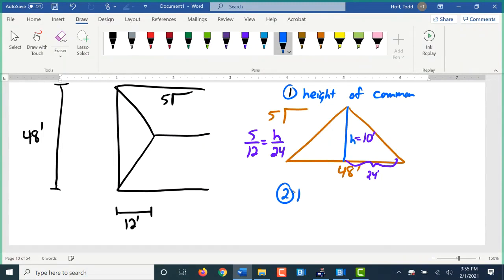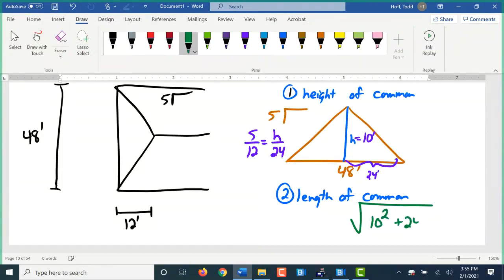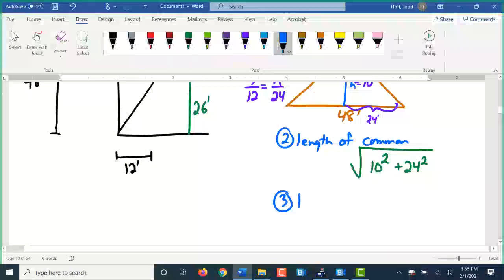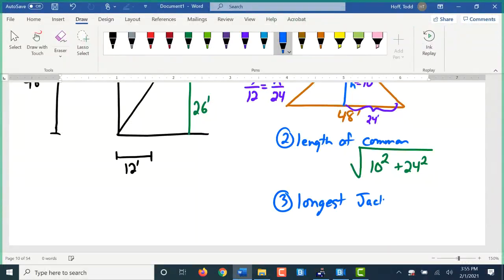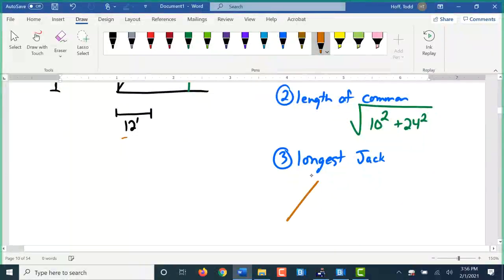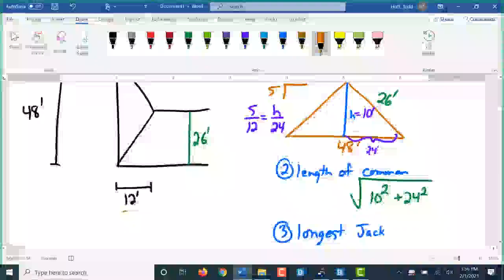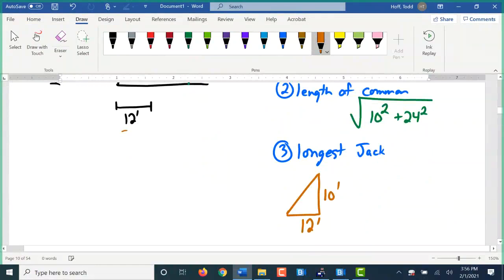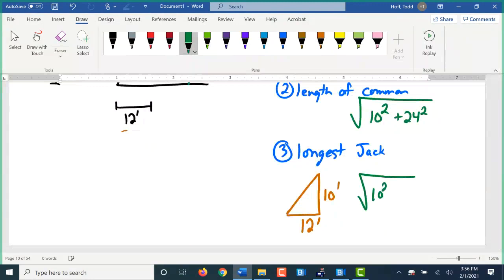Step 2, length of common. How do we find that? Square root of 10 squared and 24 squared. That's 26 feet. Finding our longest jack is actually easier in this case because we're given the setback. So we know the height, 10 feet, setback is 12 feet. Longest jack is just the square root of 10 squared plus 12 squared.